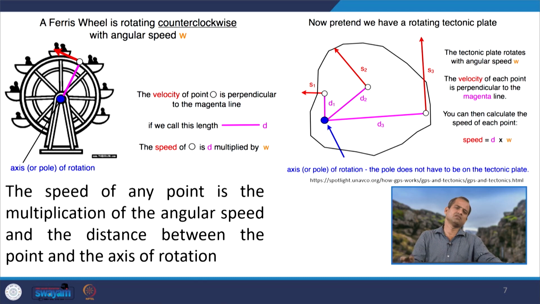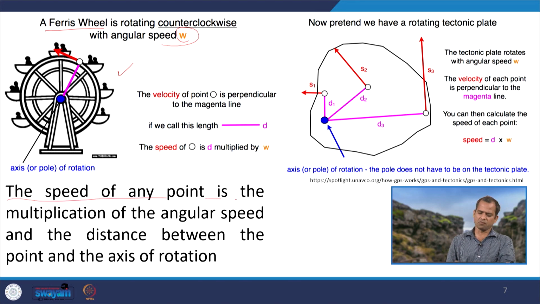So, this can be understood by this very simple example. Suppose you are sitting on this ferris wheel which is rotating counterclockwise in this particular figure with the angular speed of w, and here the speed of any point is the multiplication between distance and w. So, d times w is the speed. So, what is d? This is the distance d.